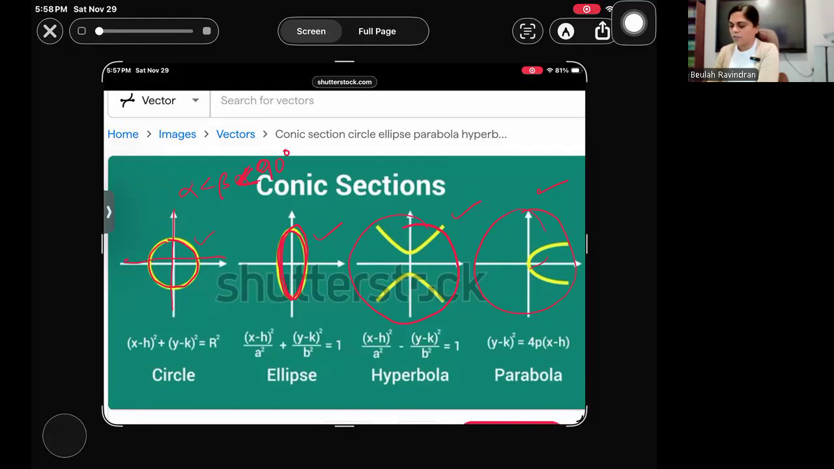Here it is exactly perpendicular, beta is equal to 90 degrees. And then what is the condition for parabola? The condition for parabola is alpha is equal to beta. So you'll be getting this section. What is the condition for hyperbola? The angle beta lies in between 0, which is the minimum, and alpha. Then you'll be getting a hyperbola.